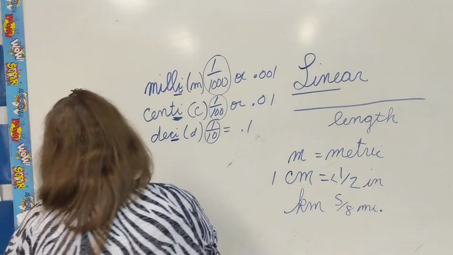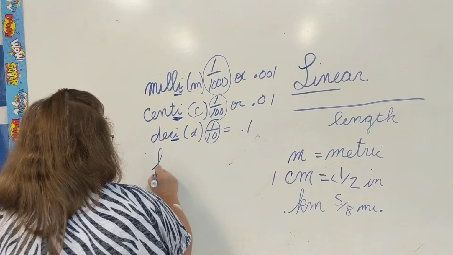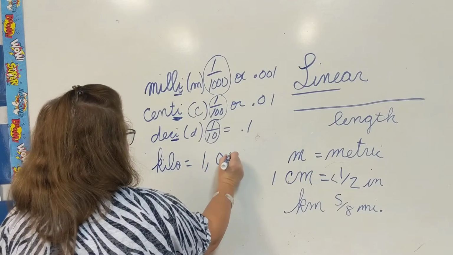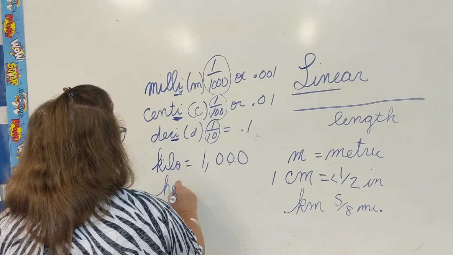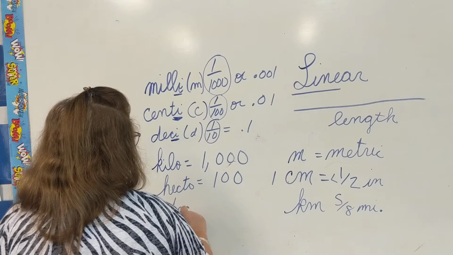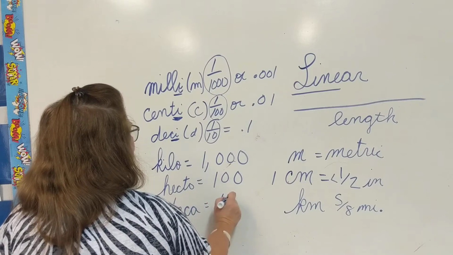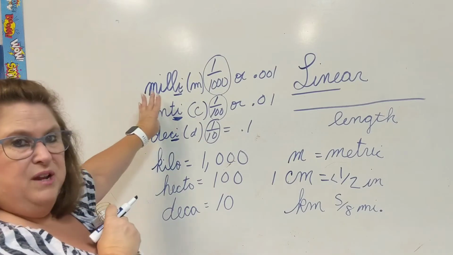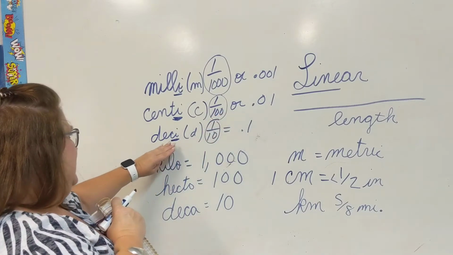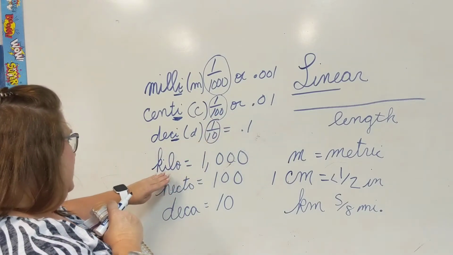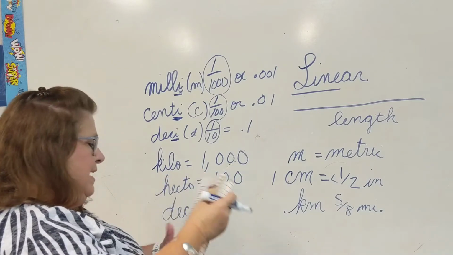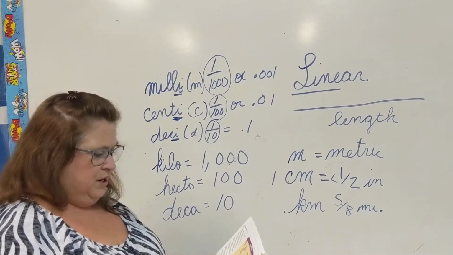And then we have kilo. Now, kilo equals 1,000, the prefix kilo. Then we have the prefix hecto. Hecto equals 100. Then we have the prefix deca. Deca equals 10. So you will need to know these prefixes. Milli equals 1/1000. Centi equals 1/100. Deci equals 1/10. You will then need to know that kilo equals 1,000. Hecto equals 100. And deca equals 10. Those are very important to know.